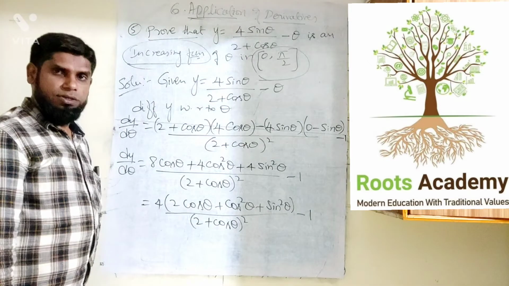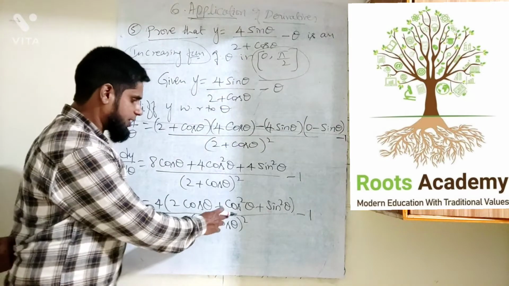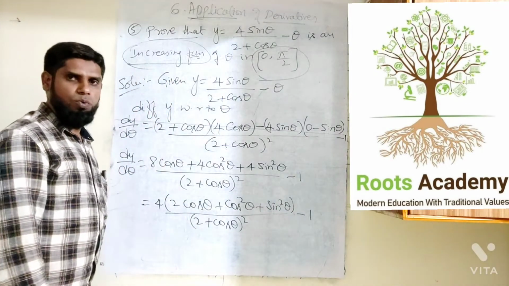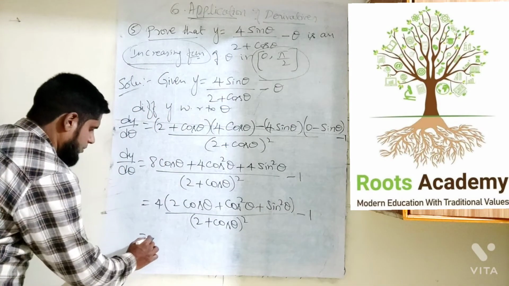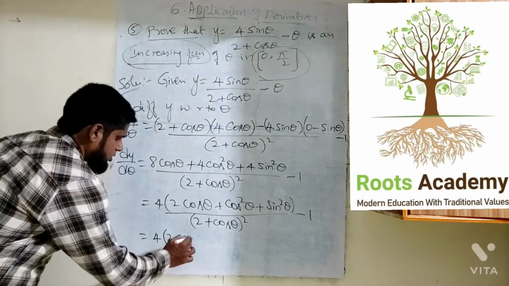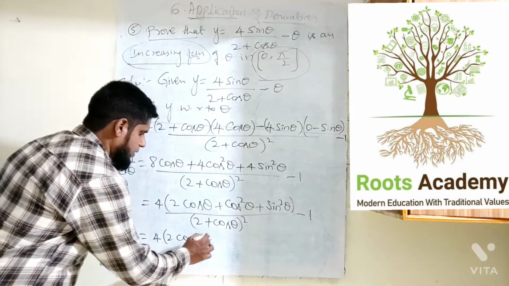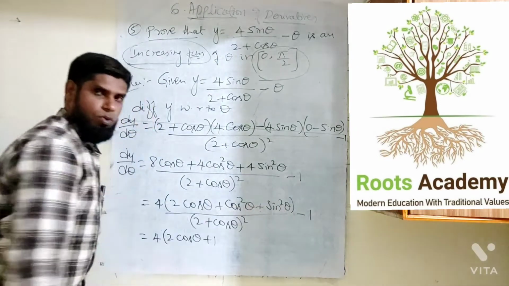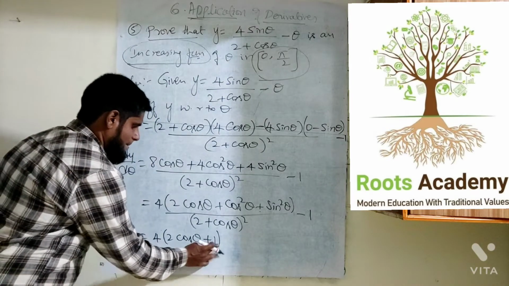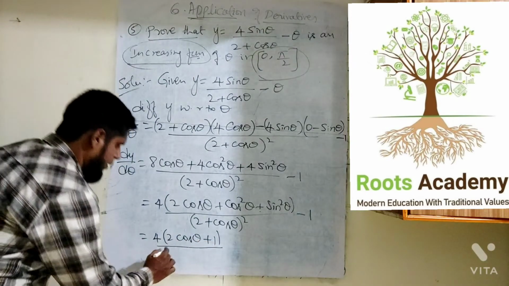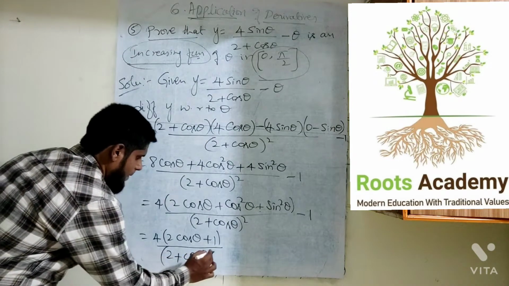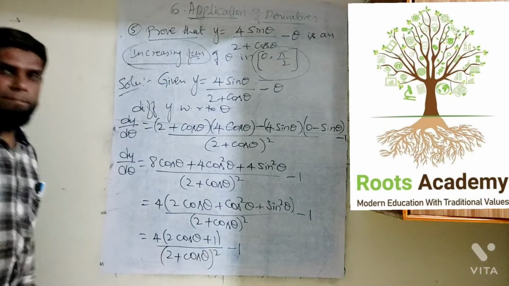Now student here, according to the first identity of trigonometry, cos square theta plus sin square theta has the value 1. This can be written as 4 into 2 cos theta plus 1, this complete is 1, divided by 2 plus cos theta whole square, minus 1.